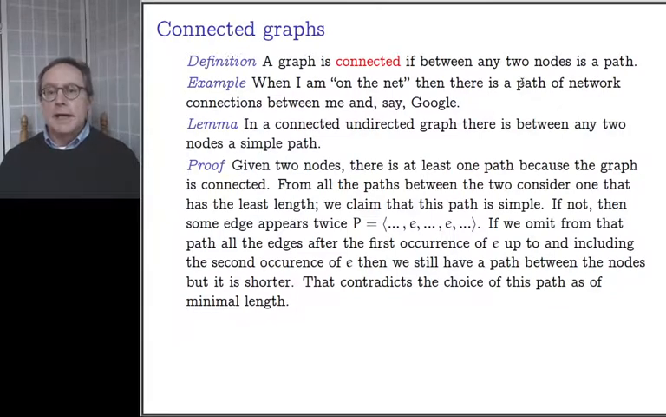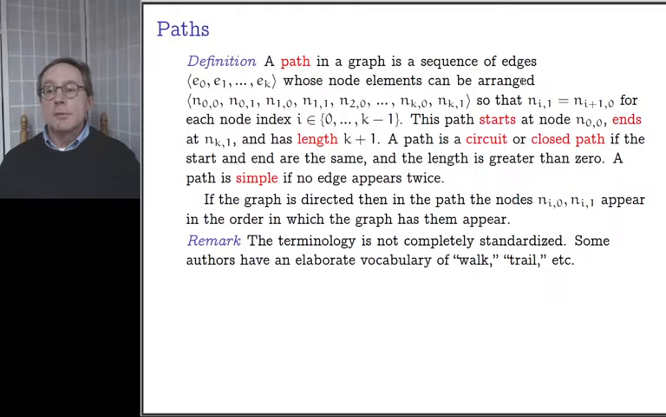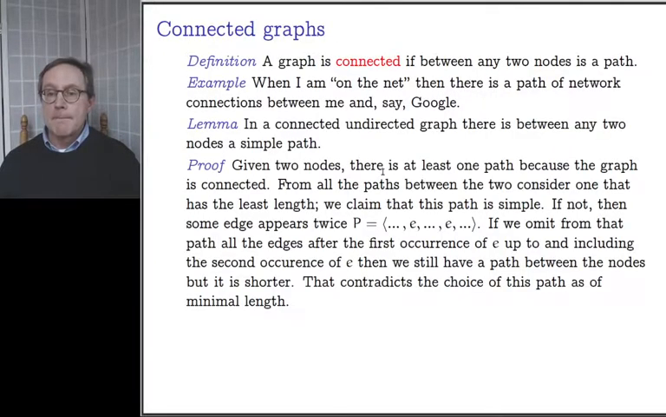The lemma is that in a connected undirected graph between any two nodes, there's a simple path. So you can eliminate the non-simple parts. You remember what simple path means? Simple path means that no edge appears twice. Okay, so the basic idea is that if you give me two nodes, there's got to be at least one path because the graph is connected.